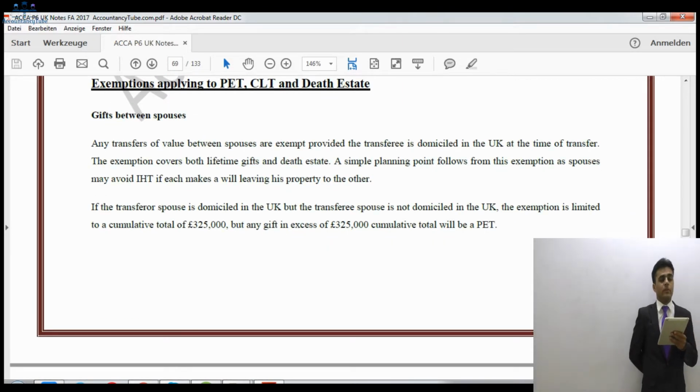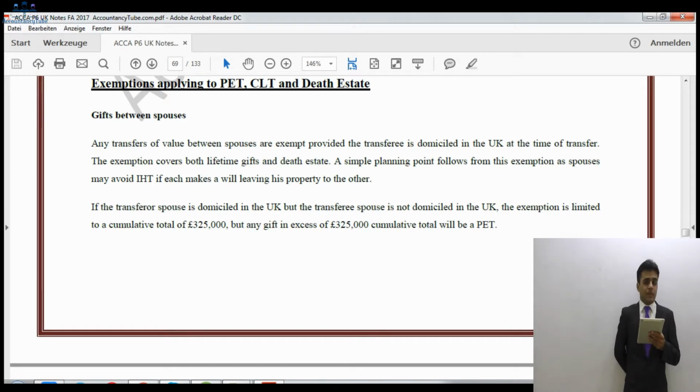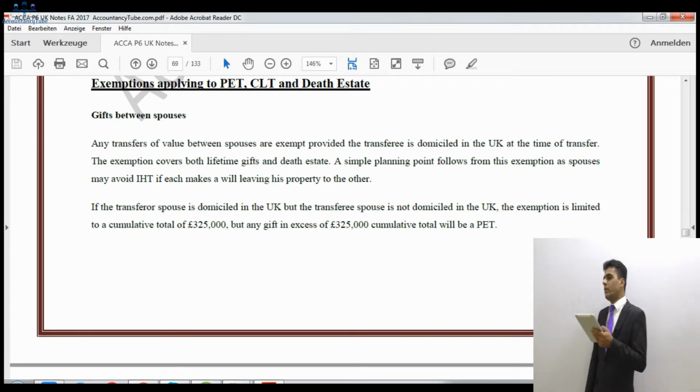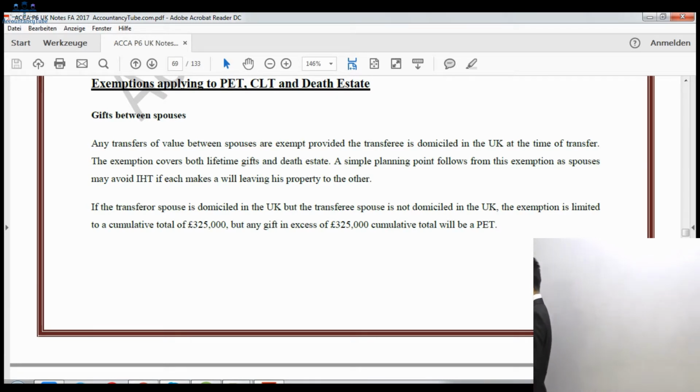So these are the exemptions basically, and there are four types of exemptions. In our previous video, we only looked at the spouse one. We haven't looked at the remaining bits. So these are the four exemptions. First of which is gift between spouses. So if husband transfers an asset or the wife transfers an asset to a husband, it will be exempt.